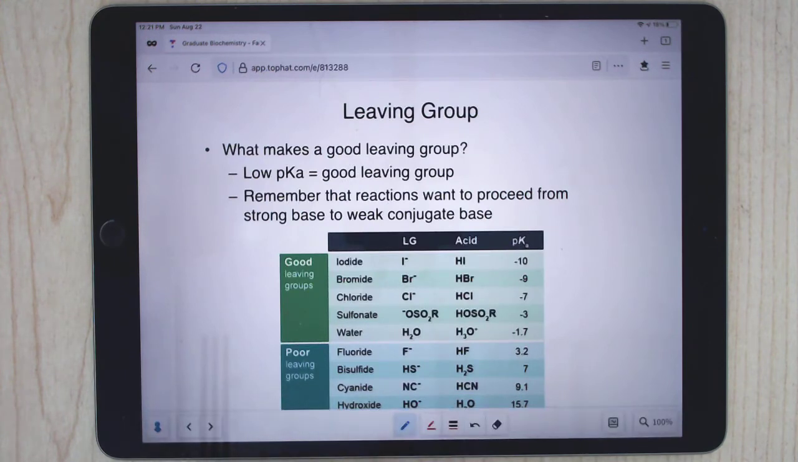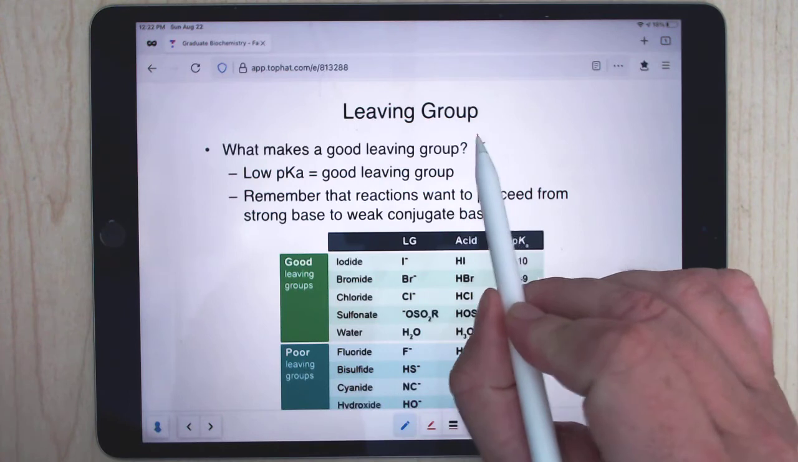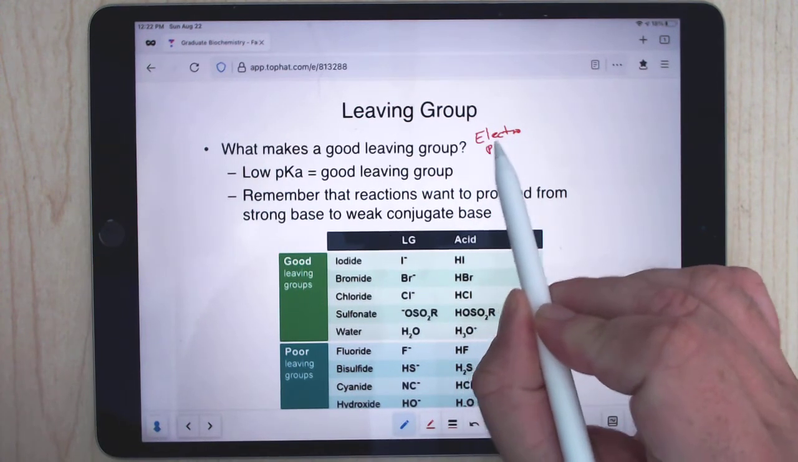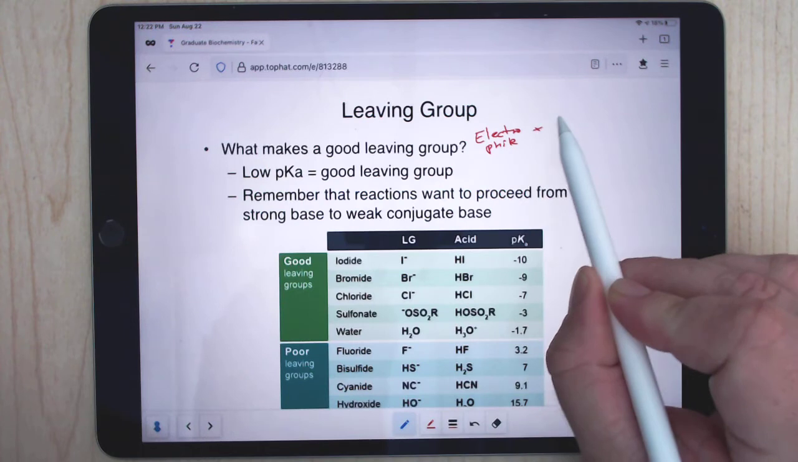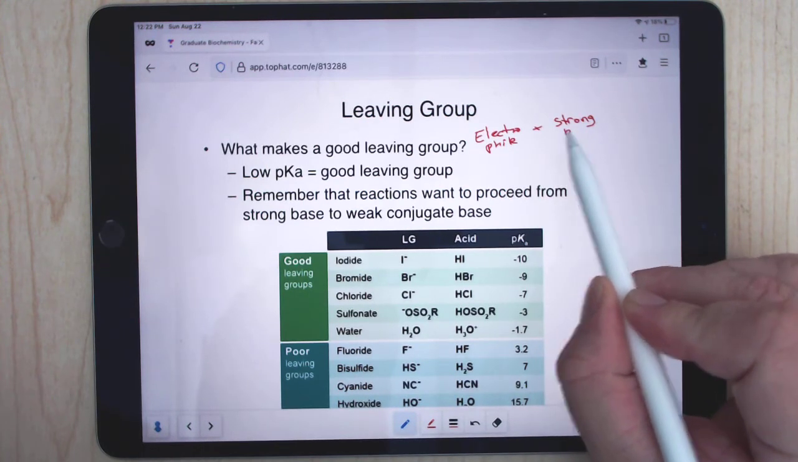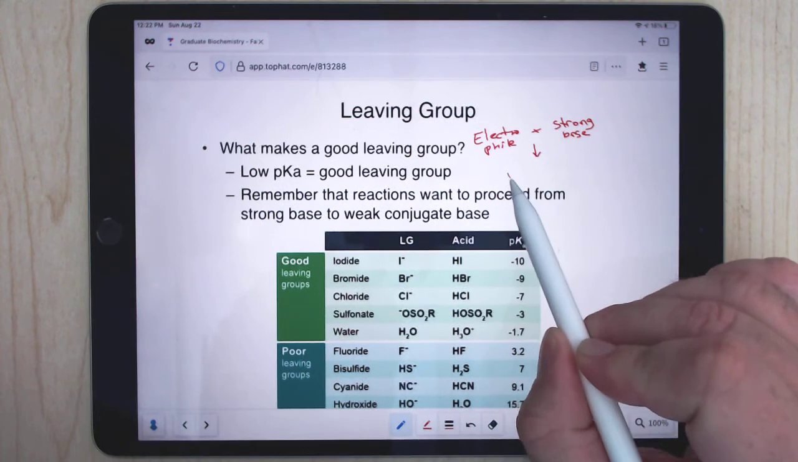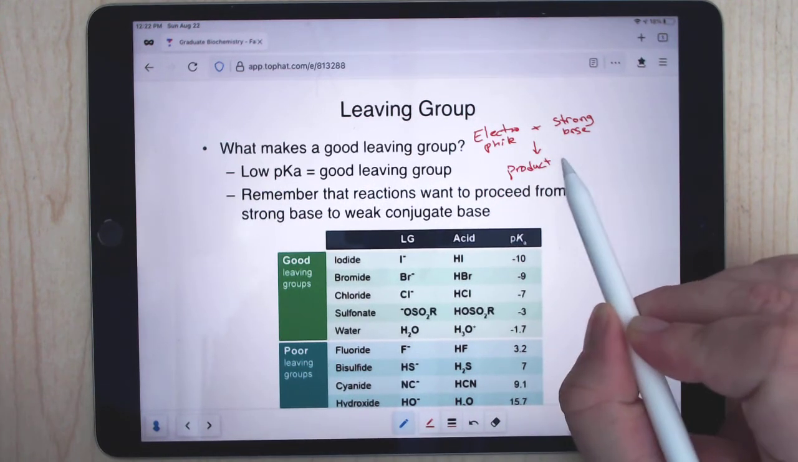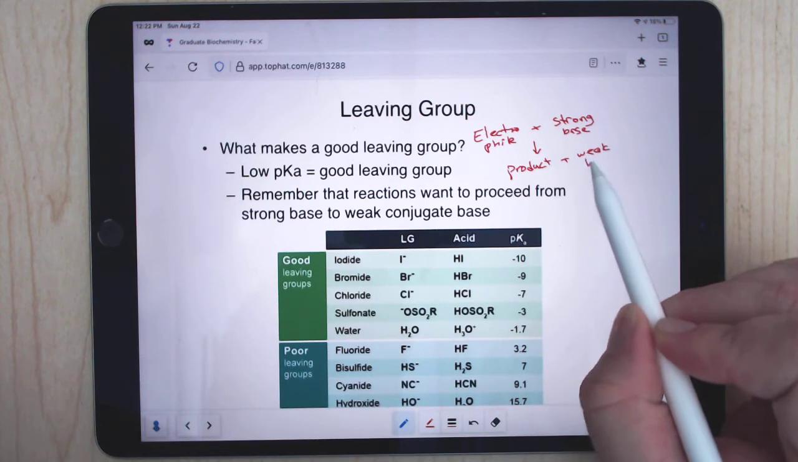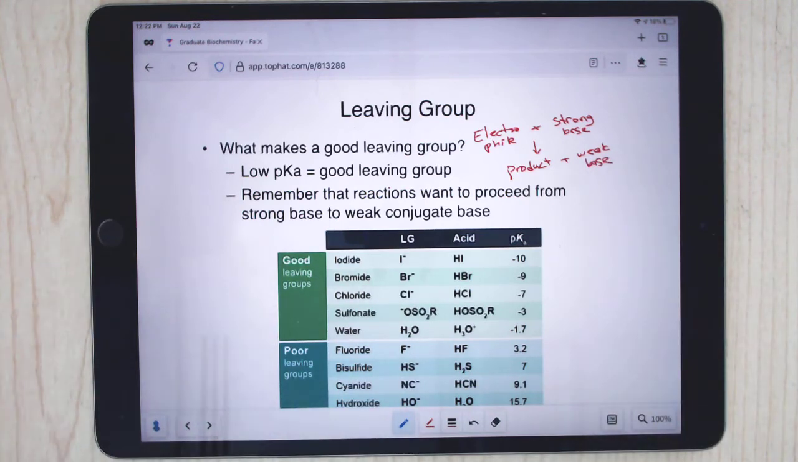Now for the leaving groups on your electrophile, these actually make a lot more sense. What you want is a low pKa on the leaving group, so things that would form a very strong acid are good, because you essentially want electrophile plus strong base, which would indicate a good nucleophile, to go to product plus weak base. So that's how the reaction is going to want to go.